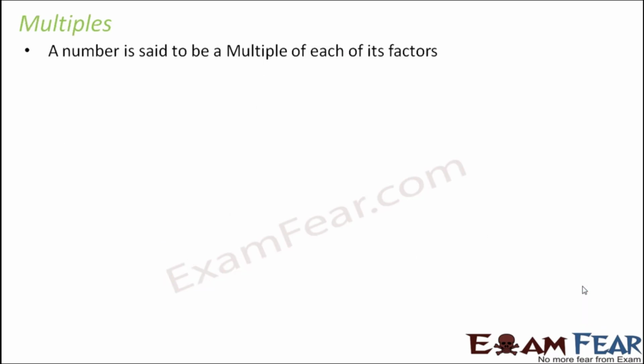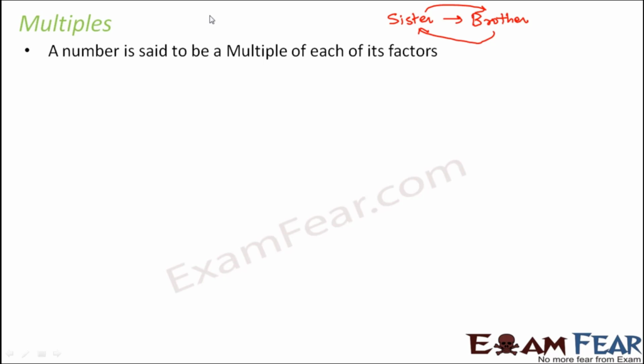Let's now talk about multiples. Now, a number is said to be a multiple of each of its factors. Very interesting. Factors and multiples are very closely related. It is something like this. Let's say that you have a sister. So, what will you be to your sister? You will be your sister's brother and she will be a brother's sister. So, how is the relation like?